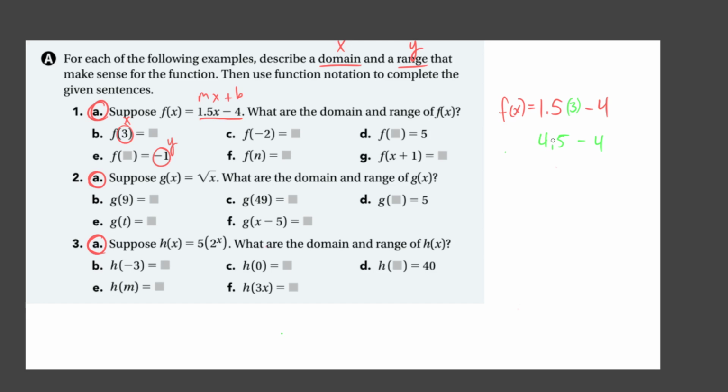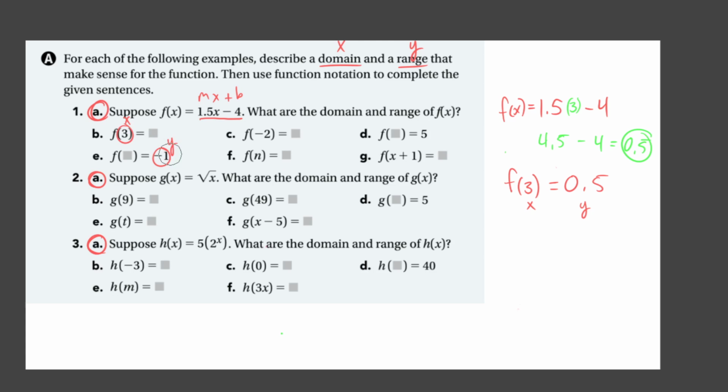So now we have 4.5 minus 4 gives us 0.5. And that would be your answer for question B. Or in other words, again, when we input 3, the output was 0.5. This is our x value, and this is our y value.